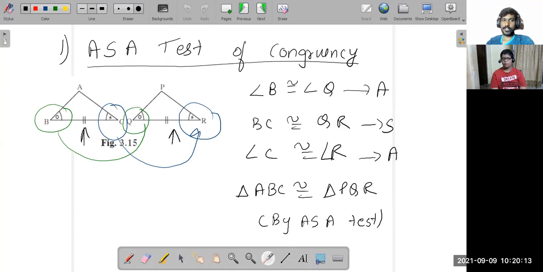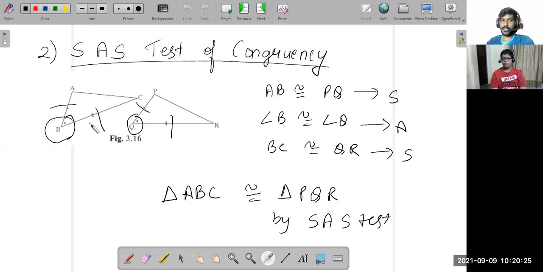In both the triangles, if you manage to prove two angles and the side between those two angles are congruent to each other, then you say it is congruent by ASA test. Second, we saw side angle side. So two sides and one angle have to be congruent, and that angle should be between those two congruent sides. Then only we can say it is congruent by SAS test, side angle side test.